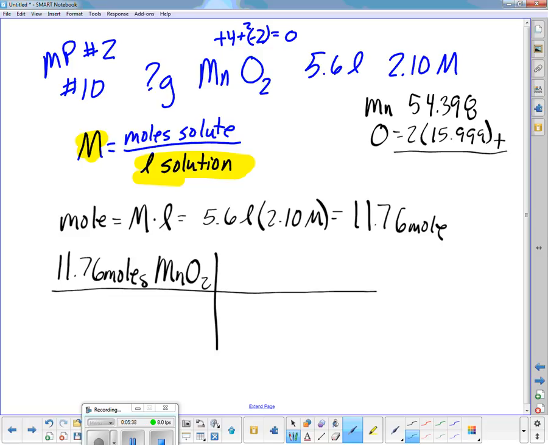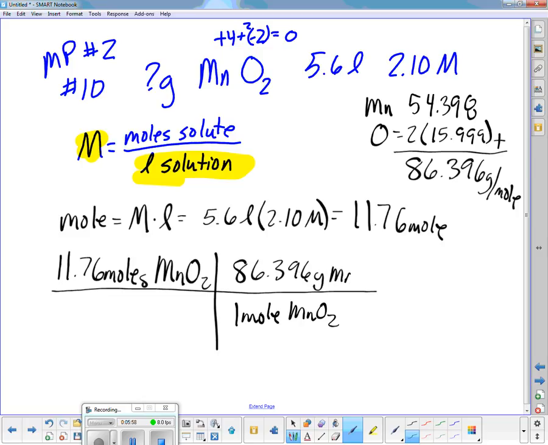Mass is 86.396. That's how many grams are in 1 mole. So over here, I now have moles. I'm going to use our dimensional analysis. 1 mole on the bottom, manganese oxide, and on the top, I'm going to put the mass. I can cross out moles of manganese oxide, and I just times through, and I've got my answer. Okay, I have 2 significant figures, so I should only report 2 significant figures.